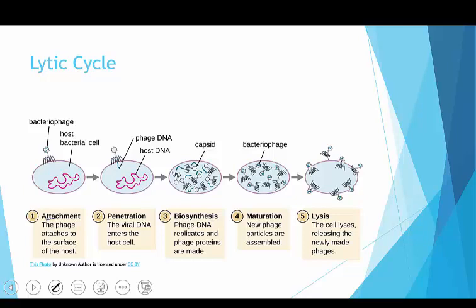You see we have stage 1 is attachment, attaches to the host cell. Step 2 is penetration, the viral DNA enters the host cell. Biosynthesis is when the virus is using the host cell's machinery to make new viruses. It replicates the DNA, it makes new proteins through protein synthesis on the ribosomes, and then other organelles actually assemble this whole thing and package it just like it would cell products, and that happens during maturation. And then lysis is when the viruses break out of the cell and release these new viruses.